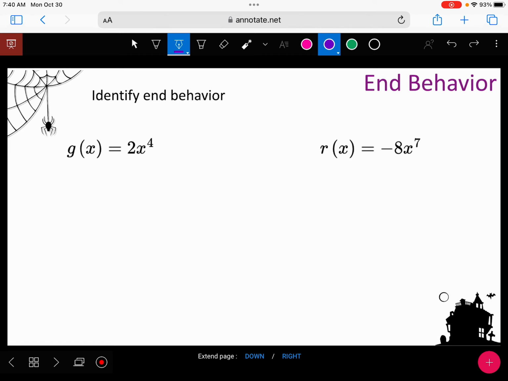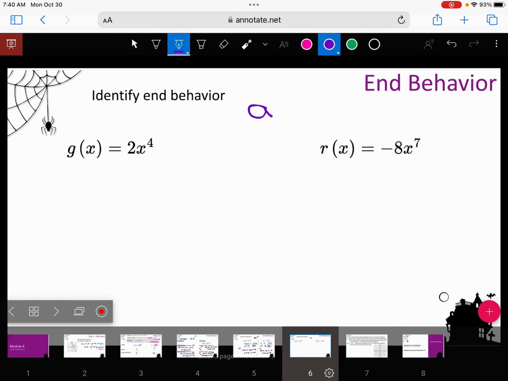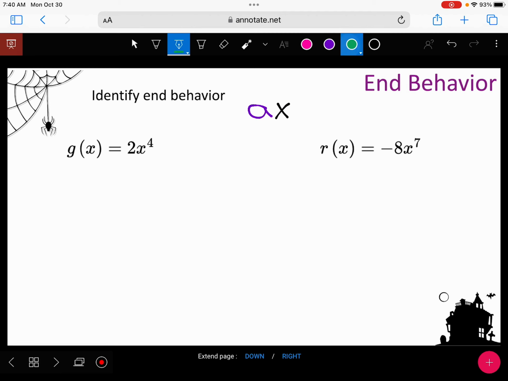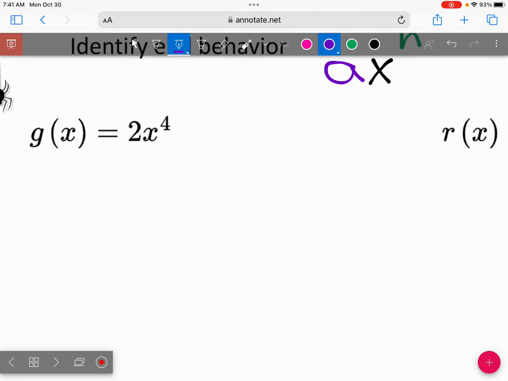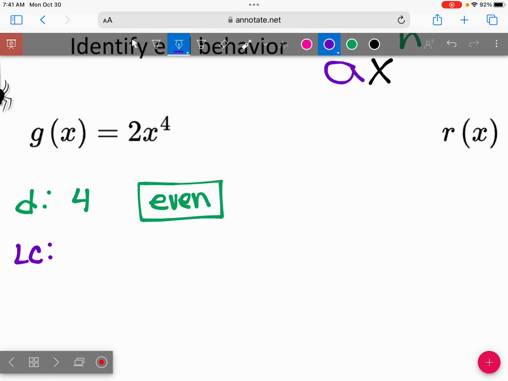So, right, x to the n. What is my degree here? 4. Our degree is 4. Is that even or odd? Even. 4 is an even number. Our leading coefficient is going to be what here? 2. So is that positive or negative? Positive.